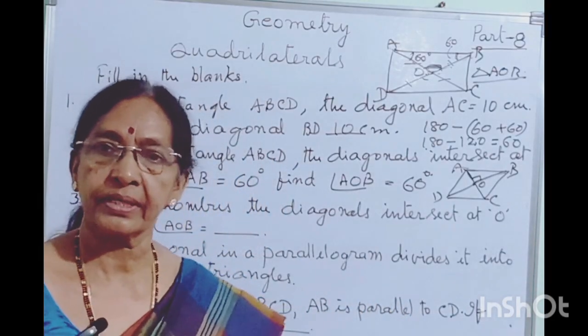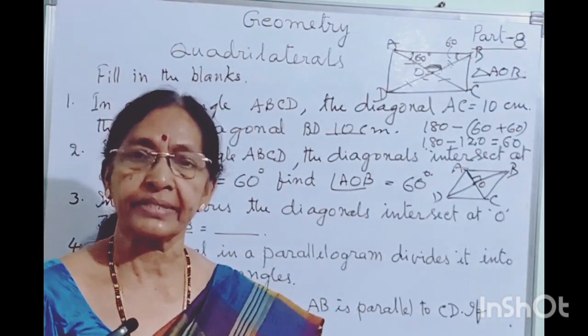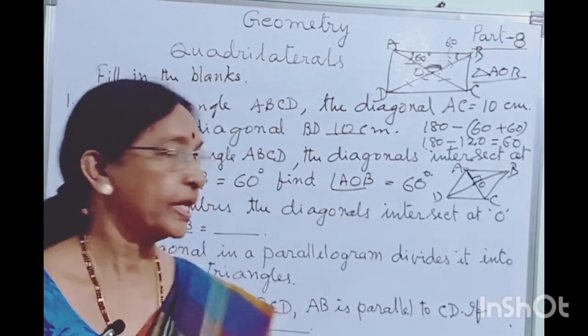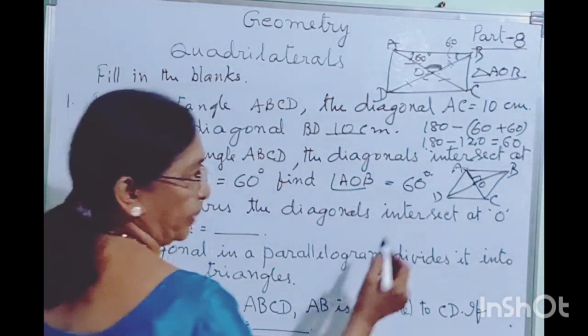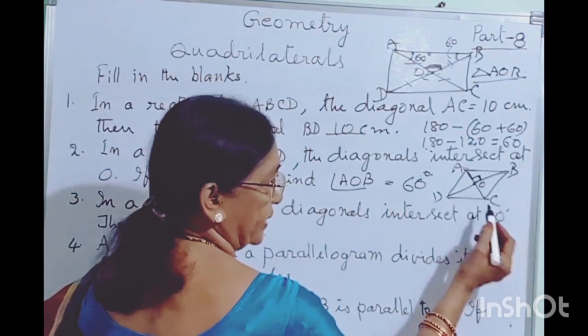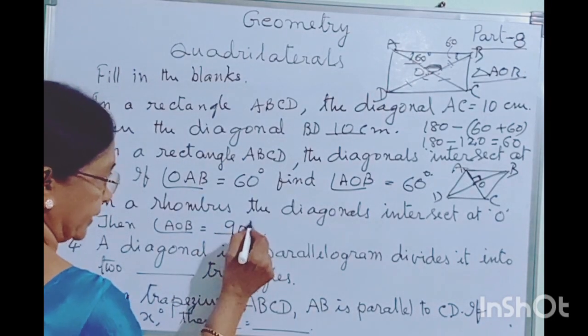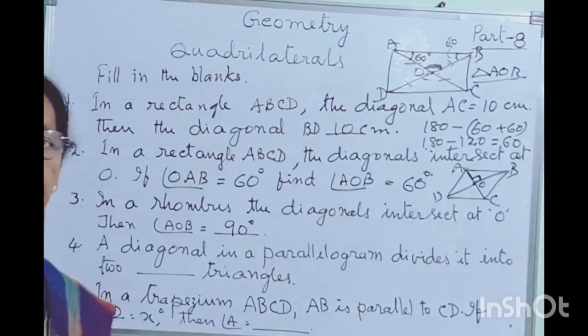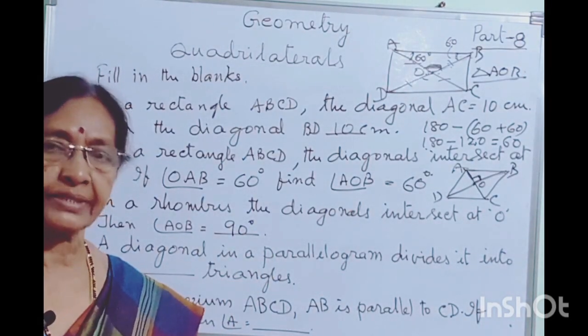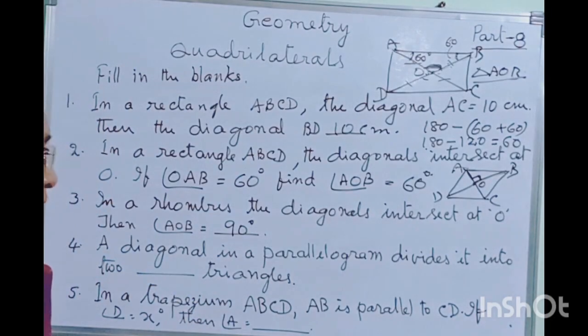In a rhombus, diagonals bisect perpendicularly. Therefore, this angle is 90 degrees. Angle AOB is equal to 90 degrees. So, in a rhombus, the diagonals bisect perpendicularly. Therefore, the angle at O is equal to 90 degrees.